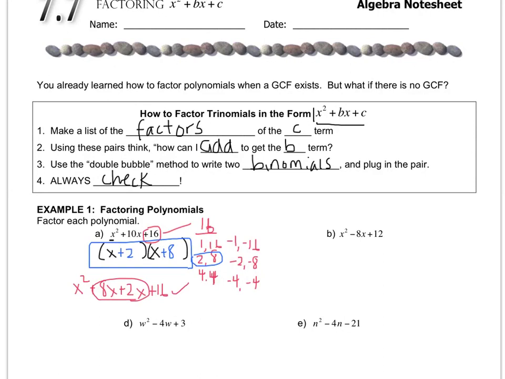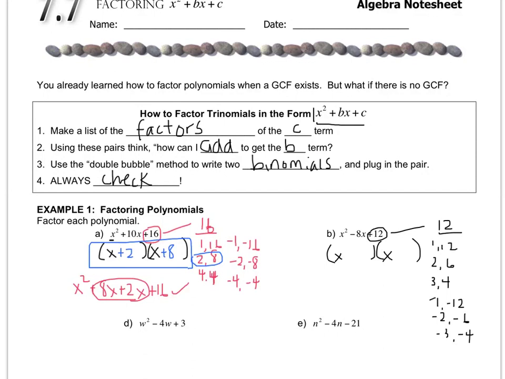All right, let's check out letter B. Set up your double bubble. And the only way to get x squared is to do x times x. Next step is to pull out the positive 12 and say, what numbers do I multiply to get positive 12? Well, 1 times 12, 2 times 6, 3 times 4, or it could be negative 1, negative 12, negative 2, negative 6, or negative 3, negative 4.